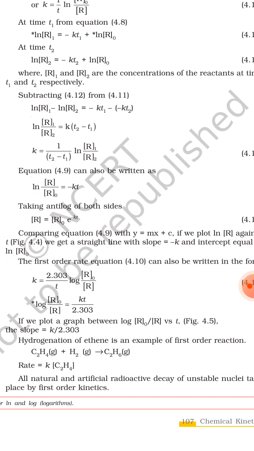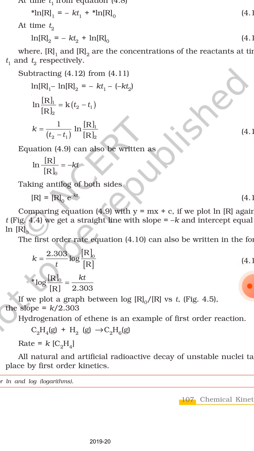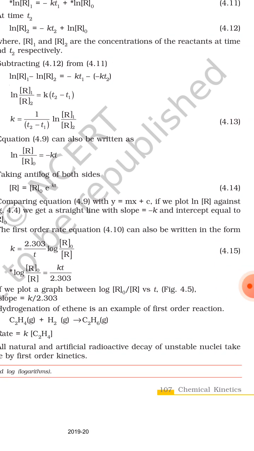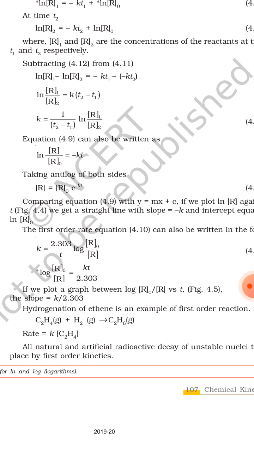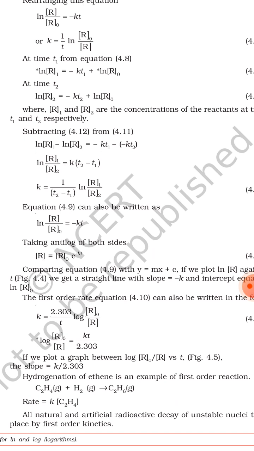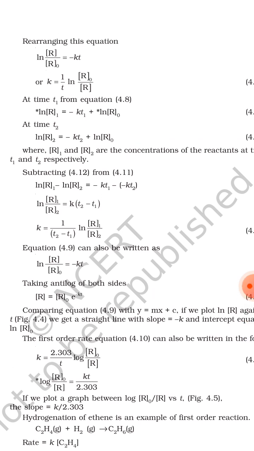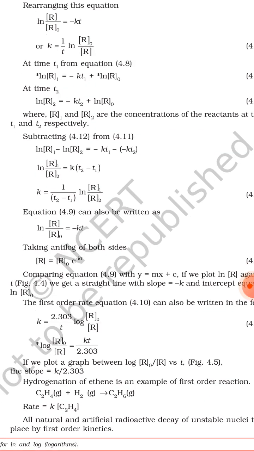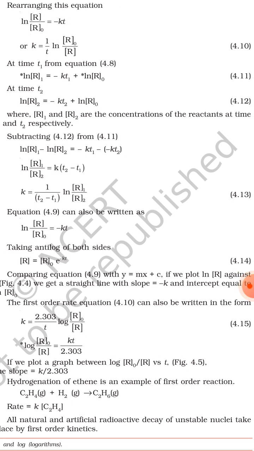Another equation we are getting is k equal to 1 upon (t2 minus t1) ln R1 upon R2. Now the 4.9 equation can also be written, that is ln R upon R0 equal to minus kt. The first equation which we got can also be written in another form.